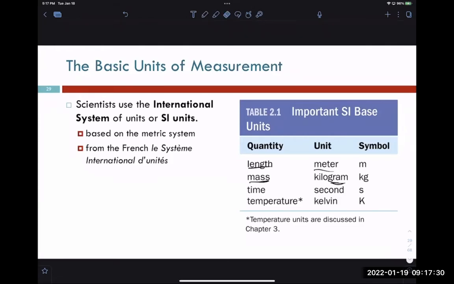Time is not often very confusing. I think we all use the same units of time, right? Seconds, hours, minutes. And then temperature, which we'll get to later again, is the Kelvin scale, which has the same intervals as Celsius, but is relative to absolute zero rather than the freezing point of water.